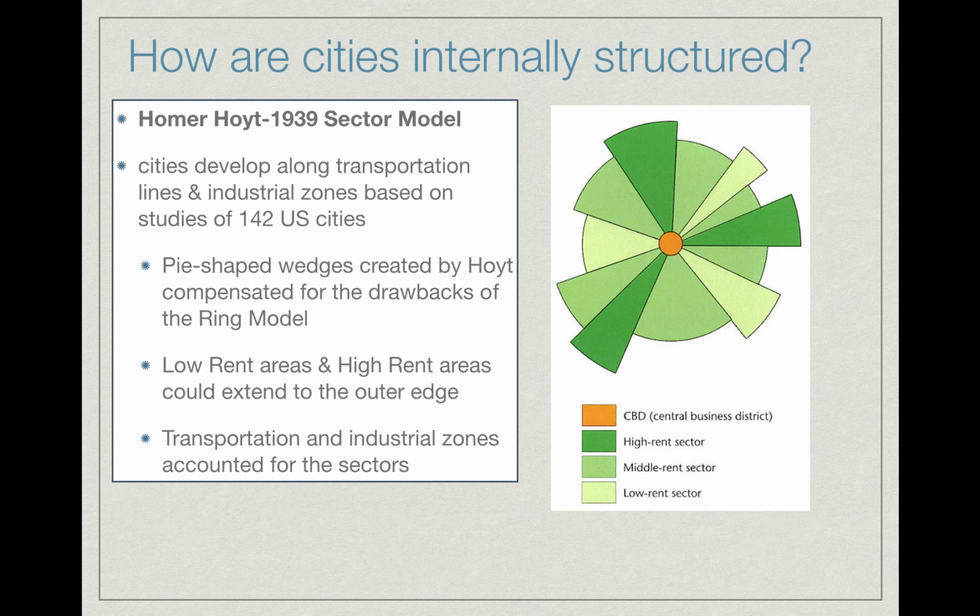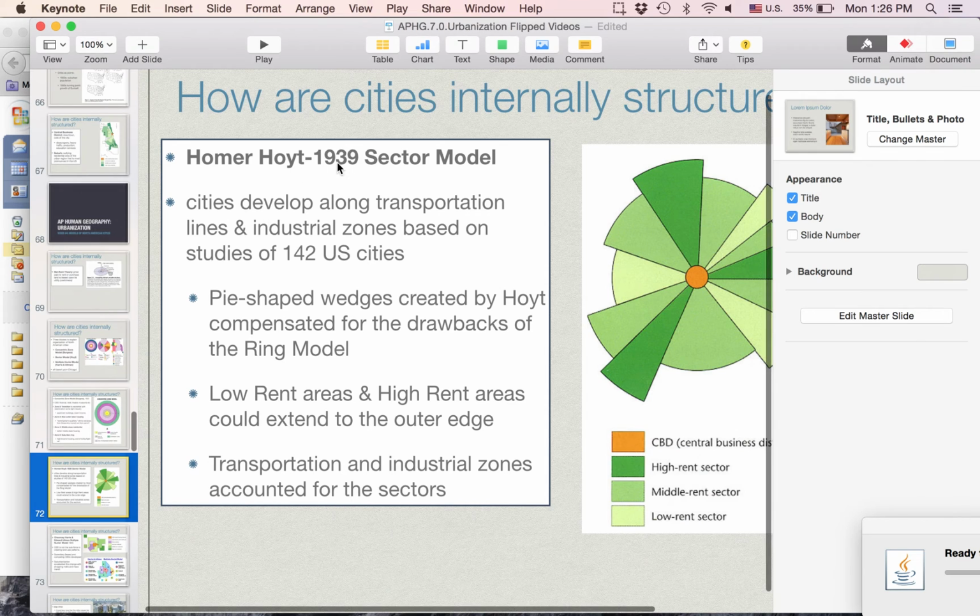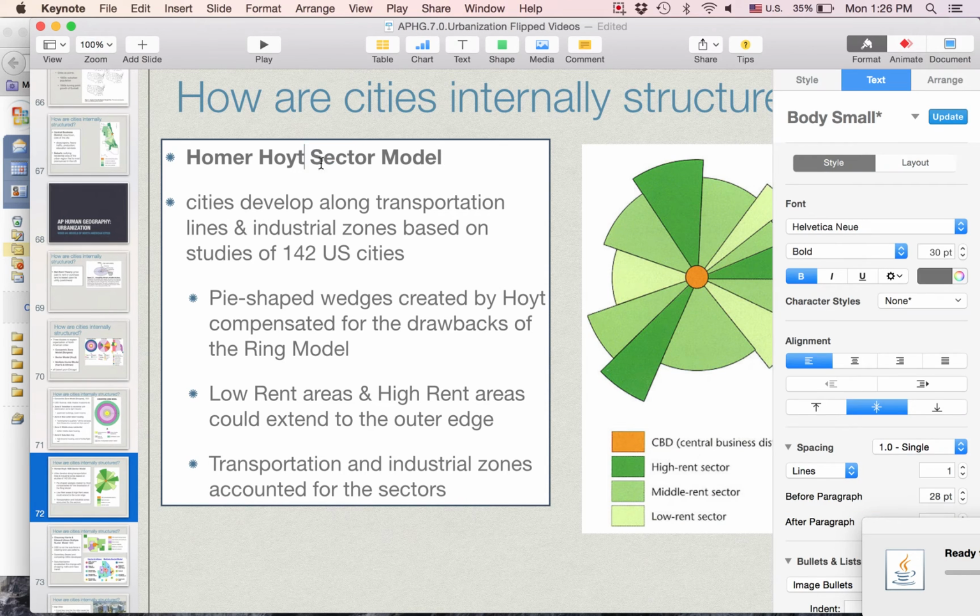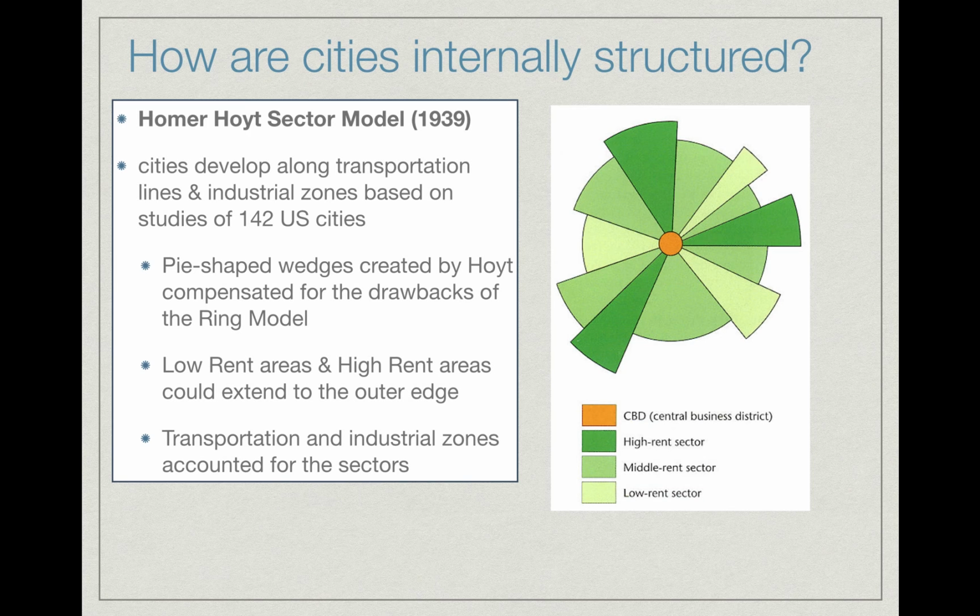The second model is the Homer-Hoyt model, or the sector model. What the Hoyt sector model shows us is that cities develop along transportation lines. Whereas in the Burgess model we had a clear differentiation around social class, the Homer-Hoyt sector model shows us that cities develop along transportation lines. That's what drives the development.